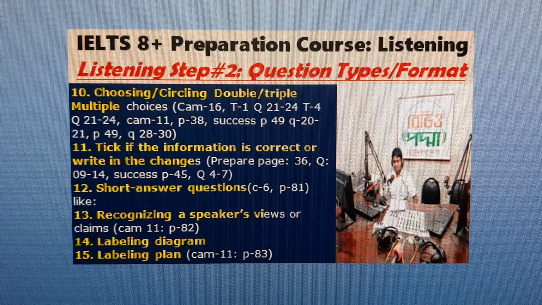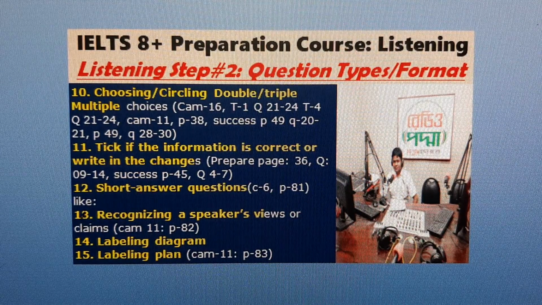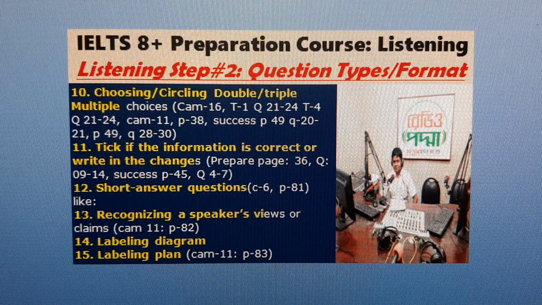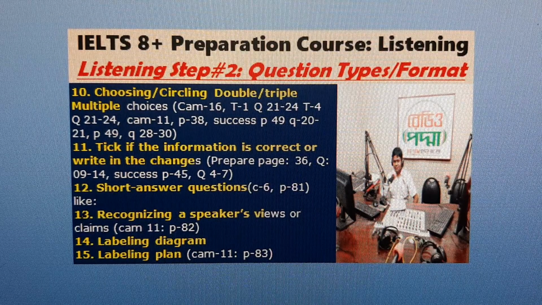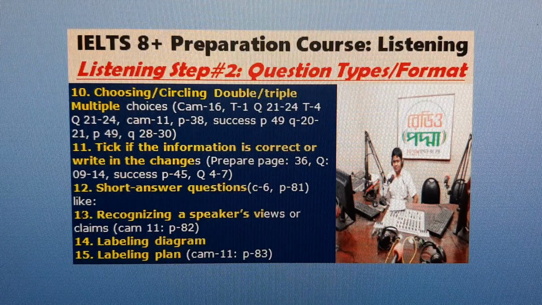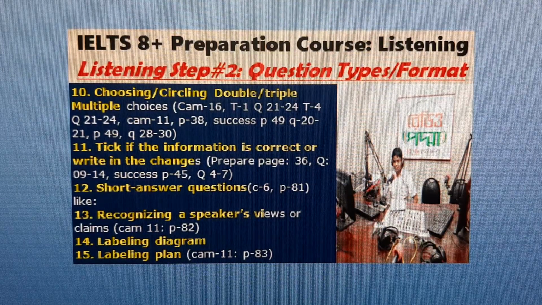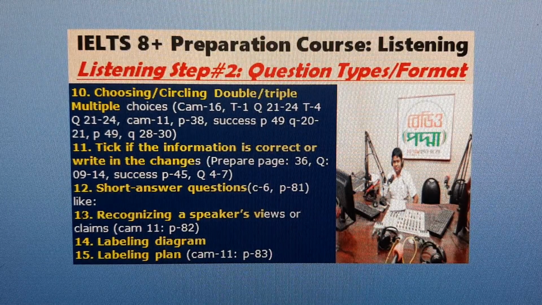Listening question type 15, labeling a plan. This is also a very common question and you can find it in each listening test, as is found in Cambridge 11 page 83. Other most common types of listening questions are type 16, writing a phone or cell number. This is also a very common question you can find in each test.